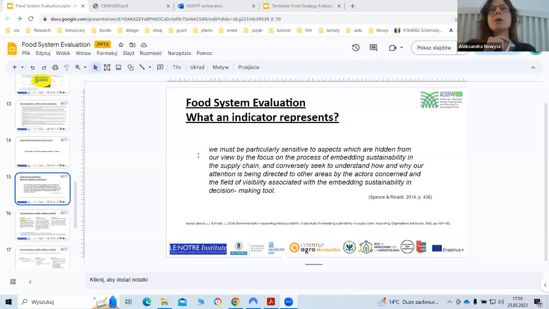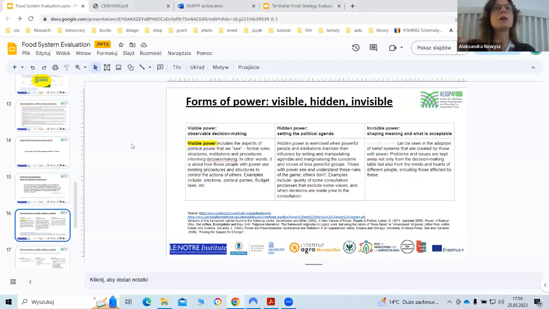And the quote is, "We must be particularly sensitive to aspects which are hidden from our view by the focus on the process of embedding sustainability in the supply chain, and conversely seek to understand how and why our attention is being directed to other areas by the actors concerned and the field of visibility associated with the embedding sustainability in decision-making tool." And to think about this problem, we can use a framework of forms of power. And we have three forms of power: visible, hidden, and invisible.